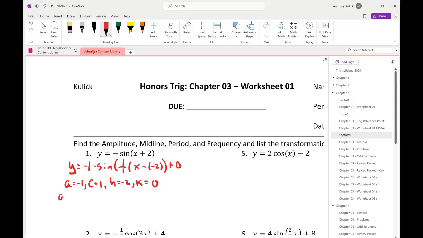So the amplitude is 1. The period is 2 pi. The midline is y equals 0. And the frequency is 1 over 2 pi.